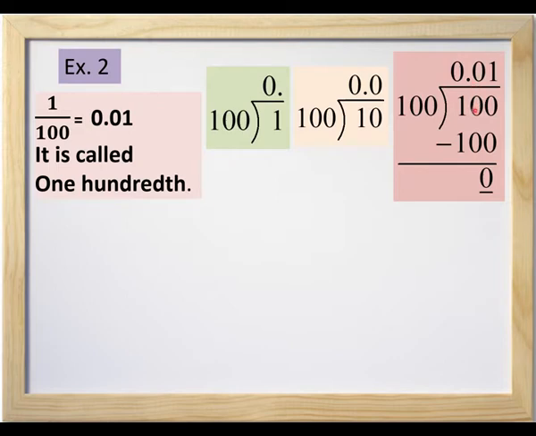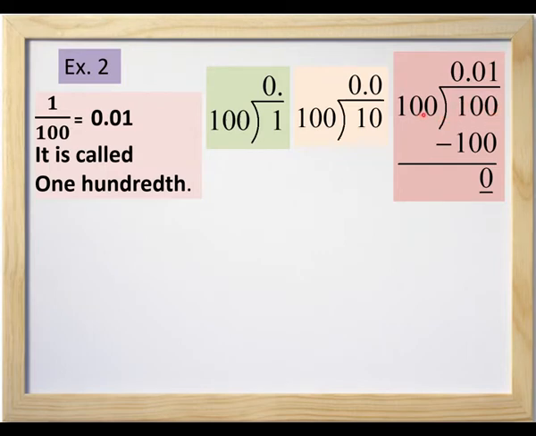After this 0, again we are going to add one more 0. Children, as in the previous slide I have told you, after the decimal point, I can add as many zeros as I want in the dividend. Now, I'm having 100 in the dividend.